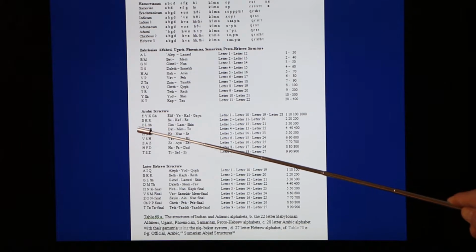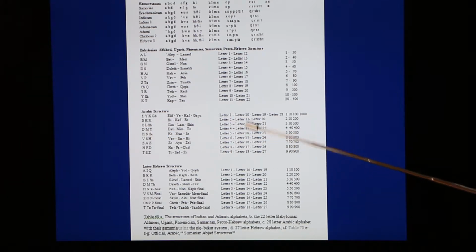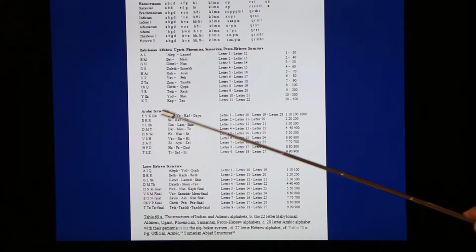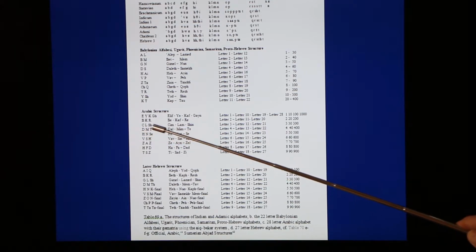Now, this means that the GH is the final letter of the consonants, just as it is in some versions of Sanskrit. And that means that the next series of letters is 2, 11, 20, 3, 12, 21, 4, 13, 22, 5, 14, 23, and so on. And that gives me then EYK, GH, BKR, CL, SH, and so on.